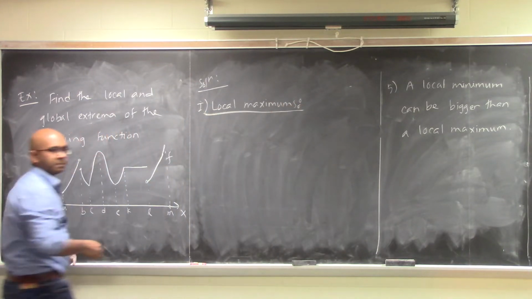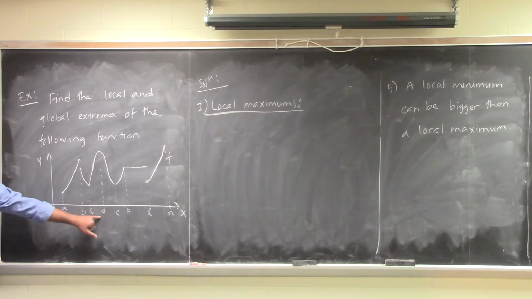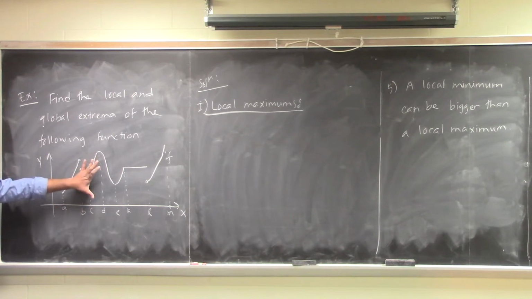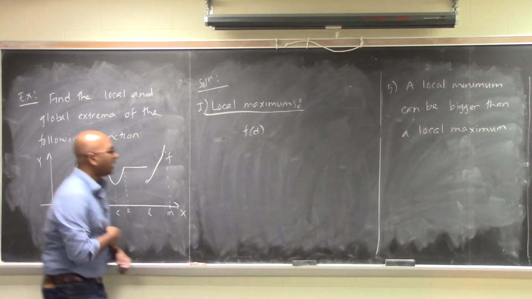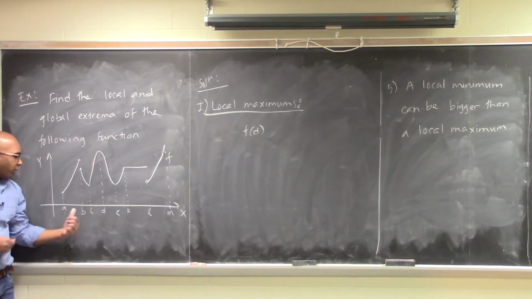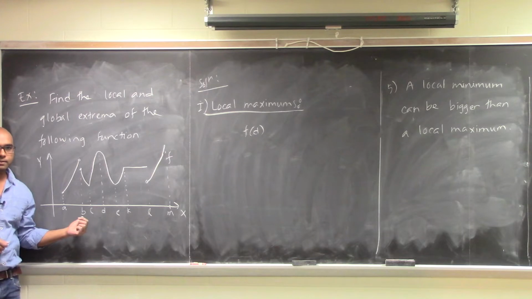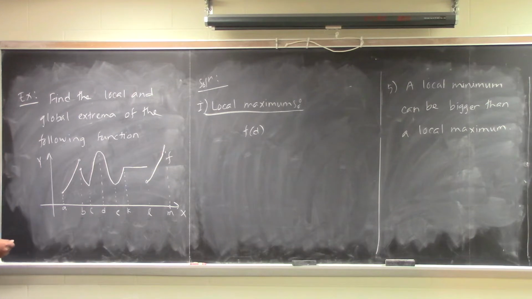Did you get one? Yes, of course. F of D is a local max, right? Okay, very good. By the way, what happened to F of B? Did you think F of B is a local max? No, it's not. And why is it not?